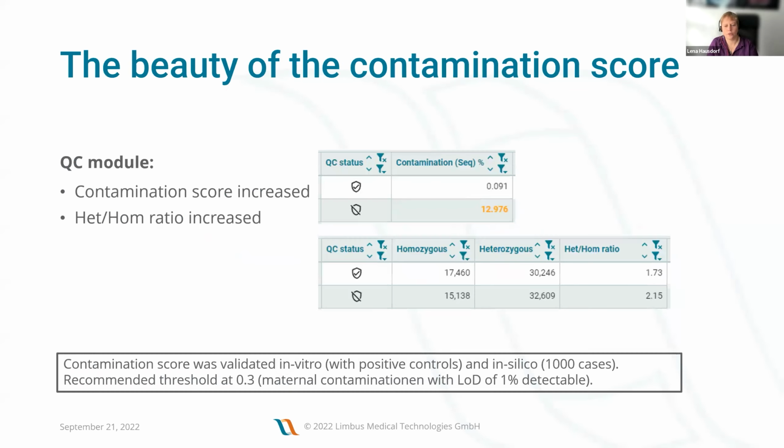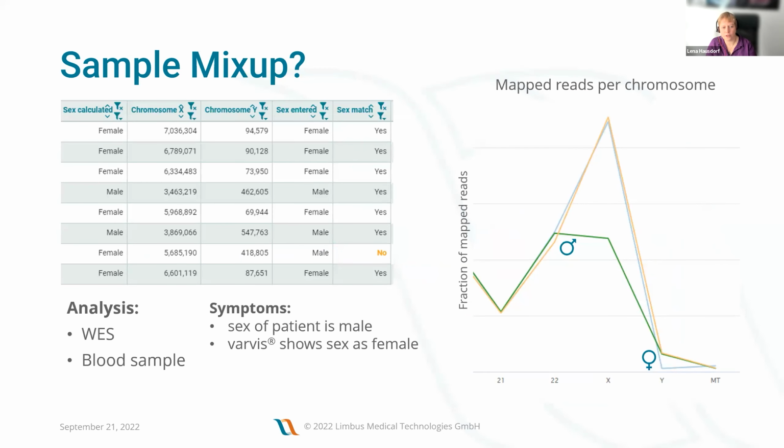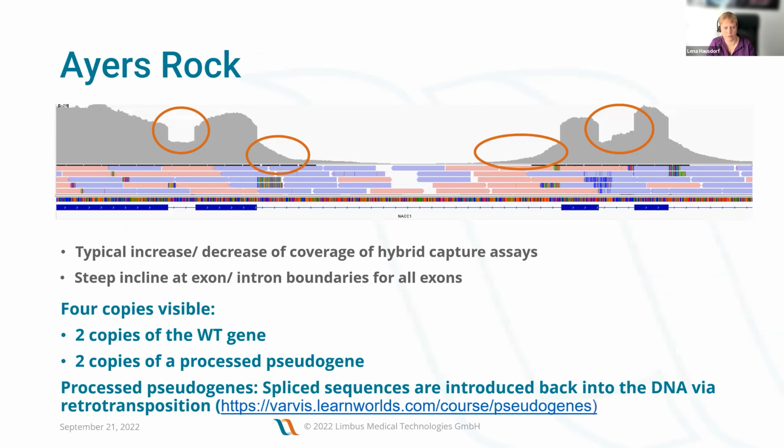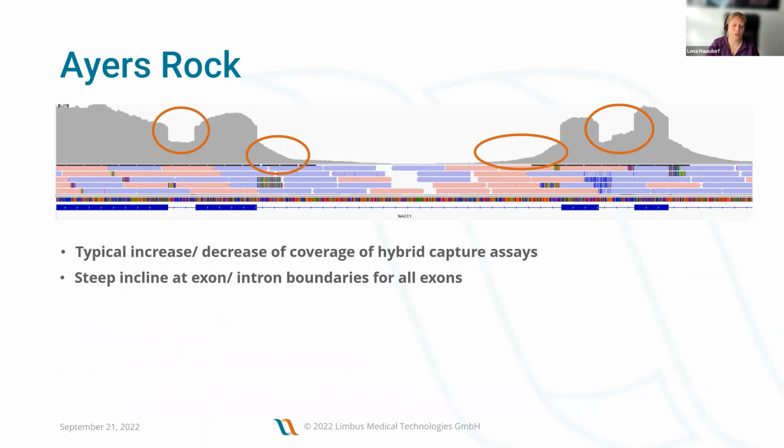So you basically have four copies. You have 2 copies of the normal wild type gene, including exons and introns. That is what you see here.